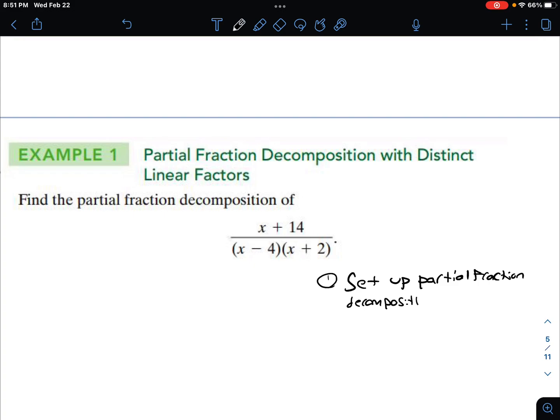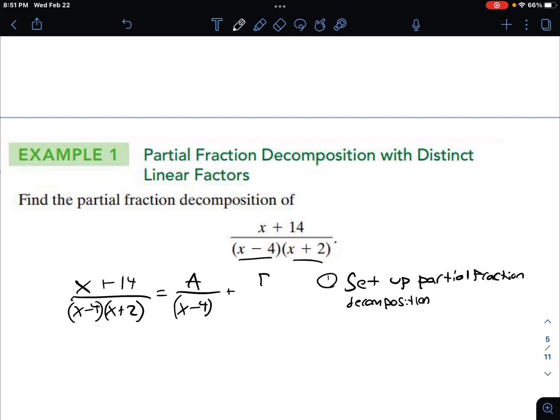The bottom is already factored into 2 distinct linear factors. So we're going to write x plus 14 over x minus 4 times x plus 2, and this is equivalent to A over x minus 4 plus B over x plus 2. The order these are in does not matter, but when you solve for A and solve for B, they must go in the correct position.